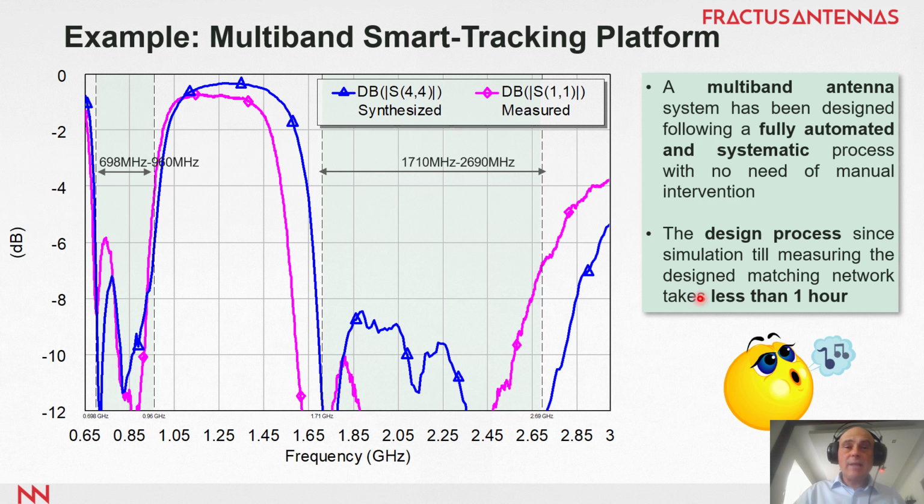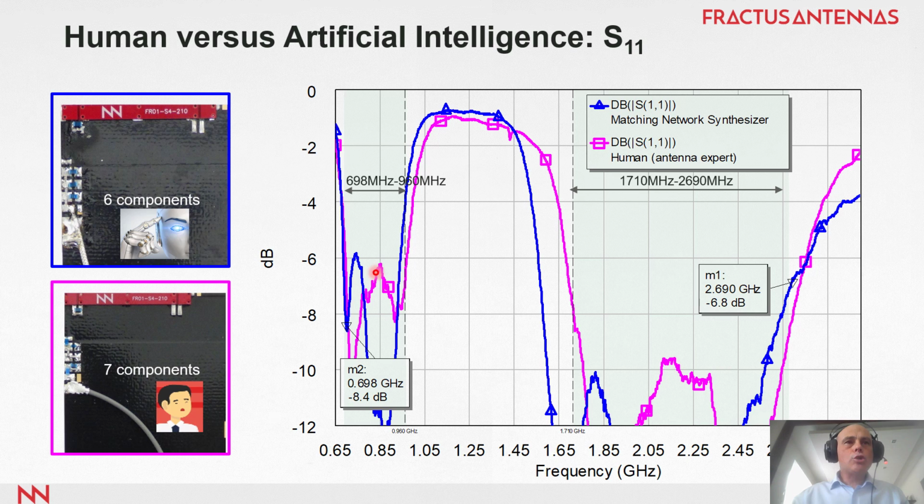And this is a very easy and fast way to do it, and it's very fast because it takes less than 1 hour. From taking the S11 data from your device, bringing it to the software, doing the optimization, obtaining the matching network, and building this matching network in your device, it is less than 1 hour. This is very fast. So in one day, you can test several matching networks and conclude which one is best for your design.